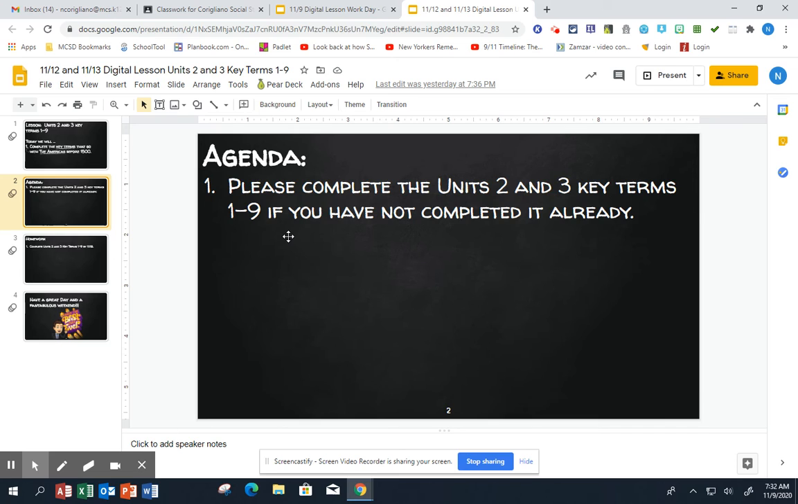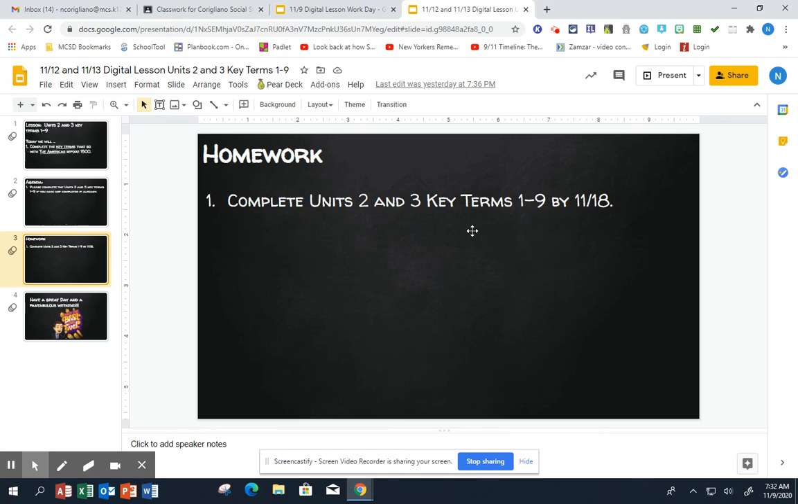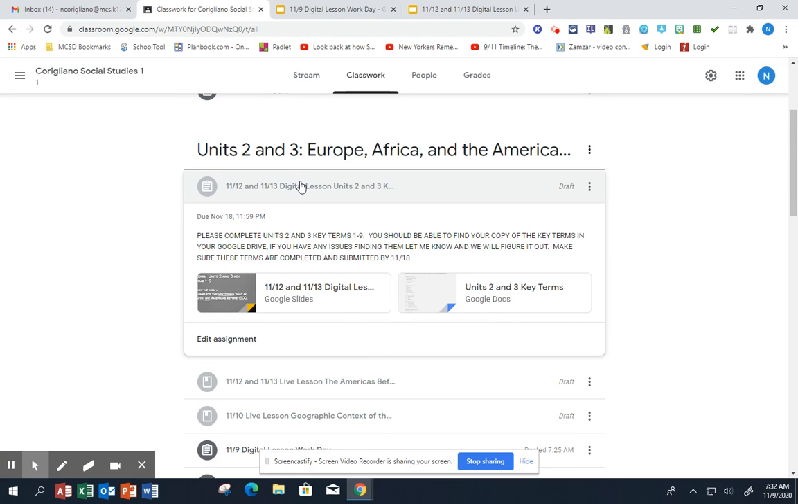And if you took advantage of the assignment a couple weeks ago where you could work on the key terms and get as much of those done as you could, then you will already have these done and all you'll have to do is submit them. So just get key terms 1 through 9 completed if you have not done it already. That will be what you have for the digital lesson on Thursday and Friday. Those key terms are going to be due November 18th. That is next week, Wednesday. So please make sure you have those done by next week, Wednesday, and you'll have this homework assignment completed. That wraps up what we are going to be doing for this week, guys.